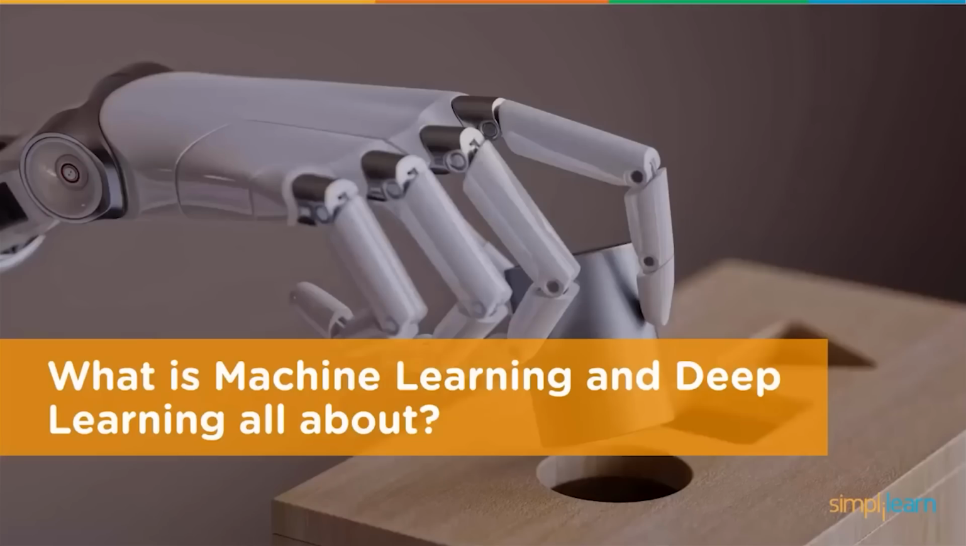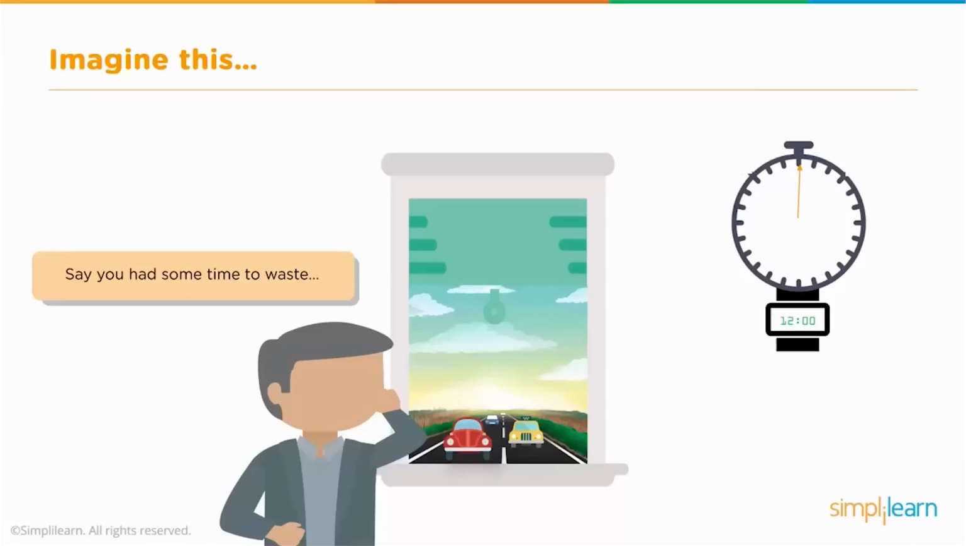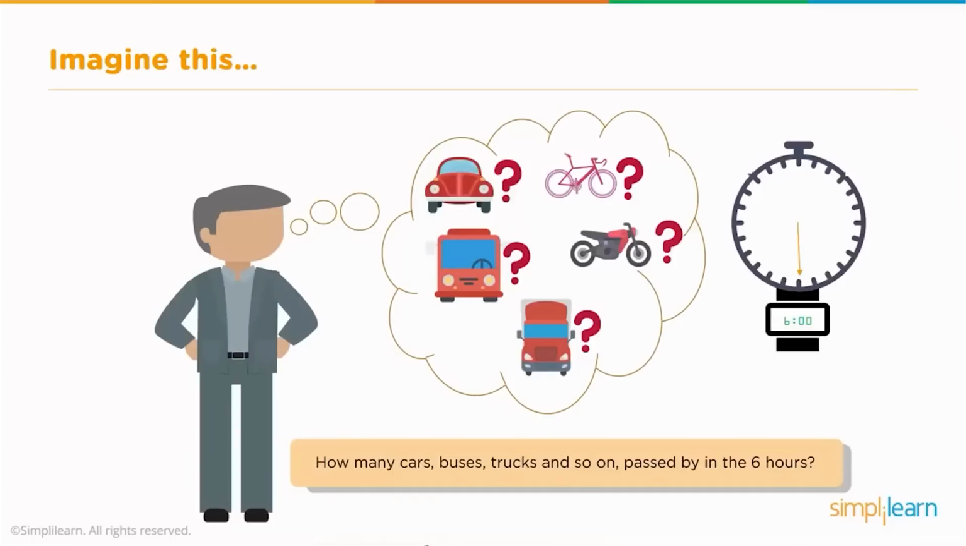What is machine learning and deep learning all about? Imagine this. Say you had some time to waste. Not that any of us really have a lot of time anymore to just waste in today's world. And you're sitting by the road, and a whole lot of time passes by. There's a few hours. And suddenly you wonder, how many cars, buses, trucks, and so on passed by in the 6 hours?